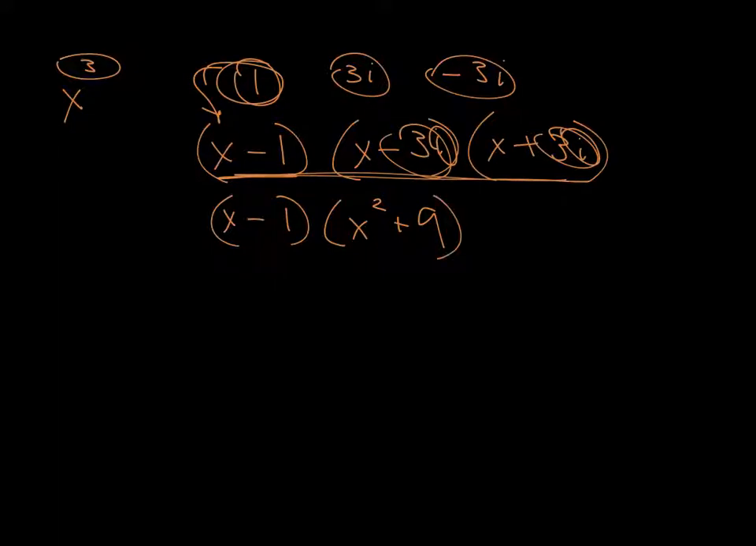You can go ahead and do the math if you want to. And I keep multiplying. Do the FOIL method. x cubed first, outside, inside, last. Put them in the right order.